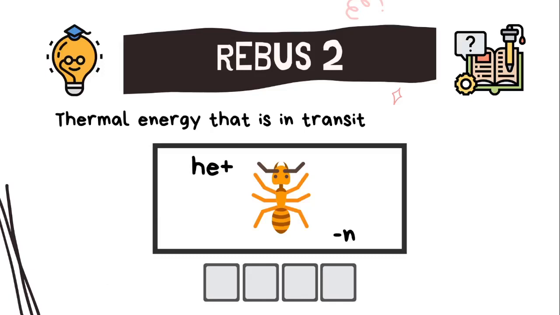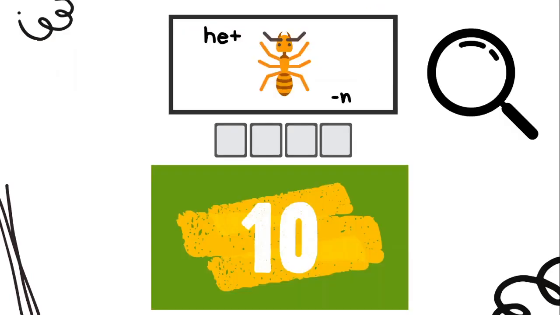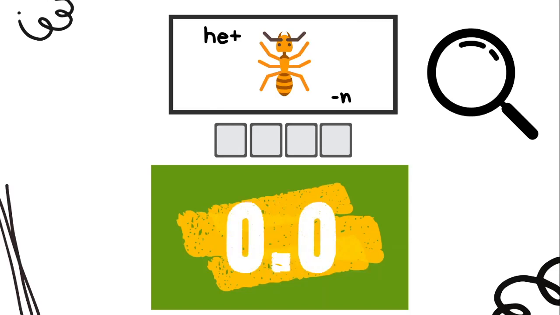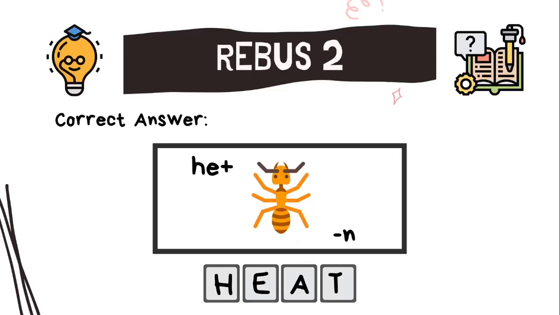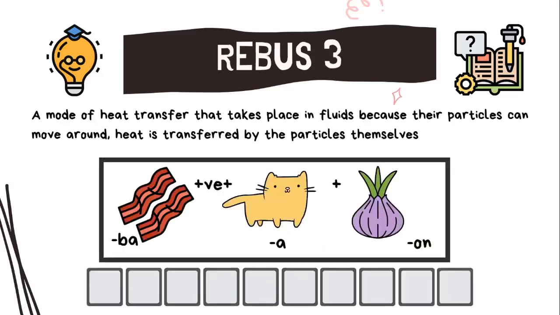Number 2. 4 letters. Thermal energy that is in transit. 10 seconds. Go. The correct answer is heat. That was an easy one, so now let's do the third one.